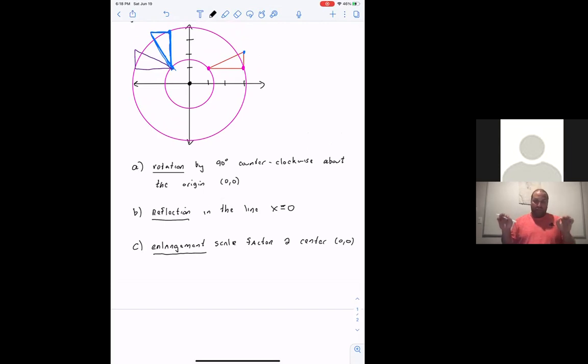We want to take the figure and we want to make it twice as big. It's an enlargement scale factor 2. What does that mean, make it twice as big? Well, you can make it twice as big, but where do you put it? So the answer is, you look at the coordinates. For example, this point here is 1, 1.